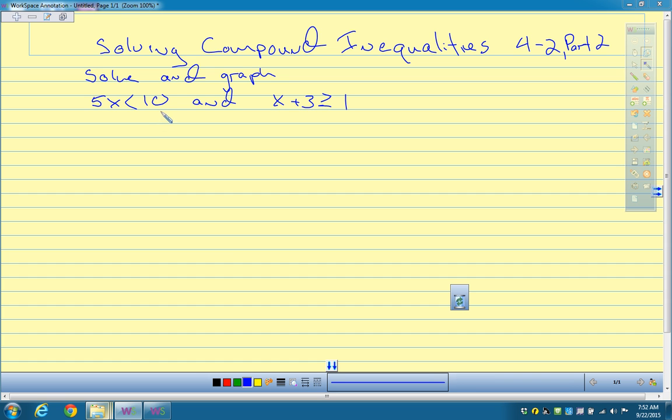Okay. So I solved this just like as if I were solving a plain old inequality. So what would I do to solve this part? Divide by 5. Yep, I divide this one by 5, divide this one by 5. I get x is less than 2.